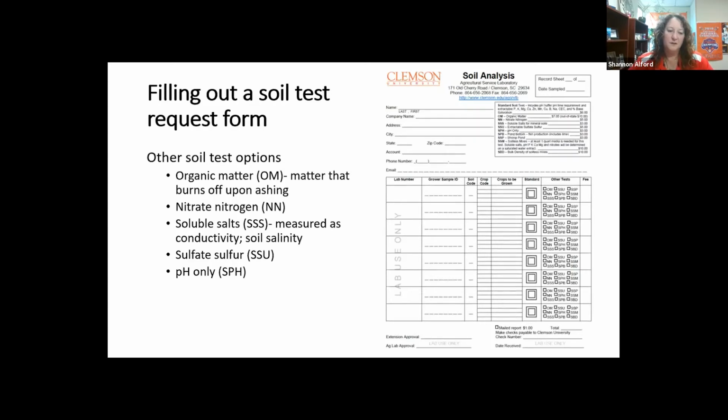We also do a soluble salts test, which is really soil salinity is what you can think of it as. It's measured as a conductivity test. Again, that's usually if you think that there's been salt incursion, some kind of situation where you've got high salt in your soil and you want to know what's going on there. We can measure sulfur in your soil. It's a separate test, or we can just do a pH test as well. Some people just want to know about a lime requirement, and we can do that. Those options are also on the soil form.